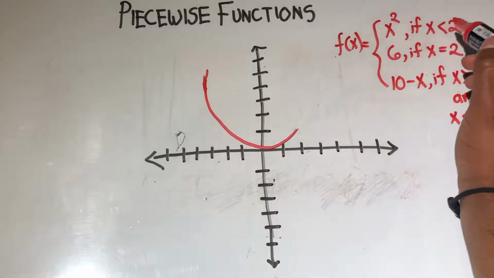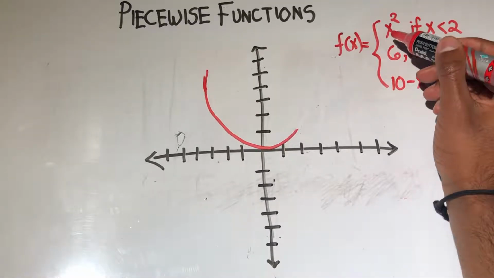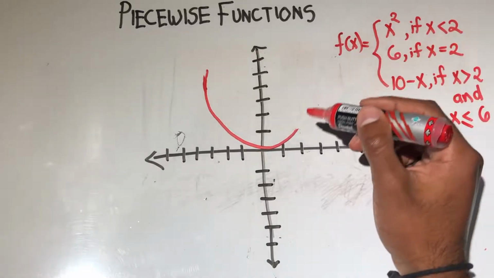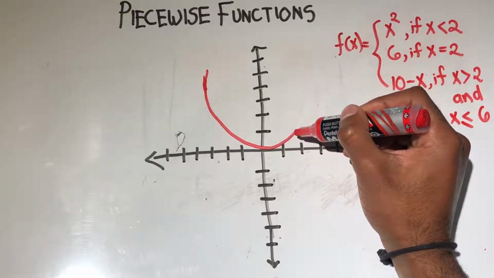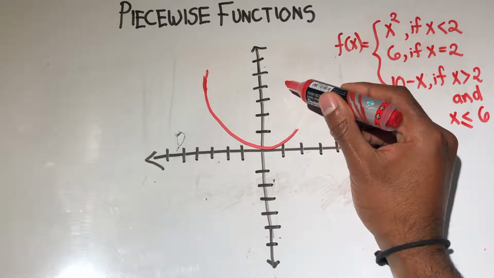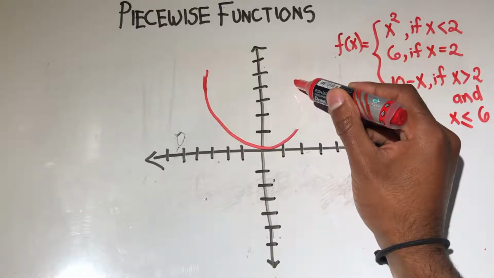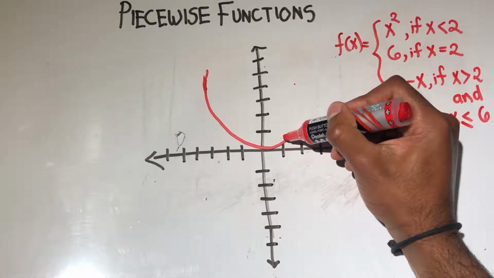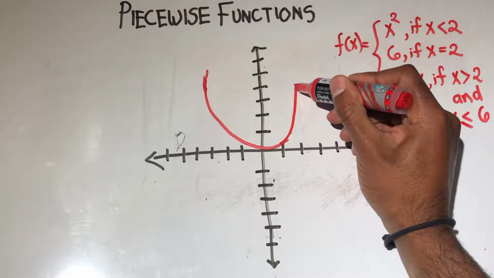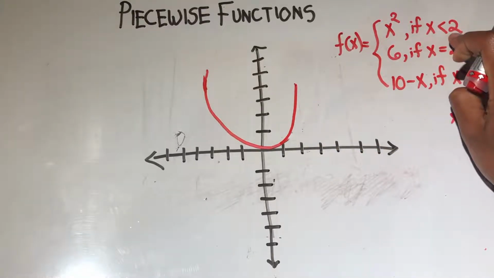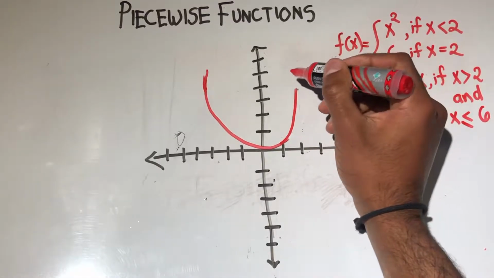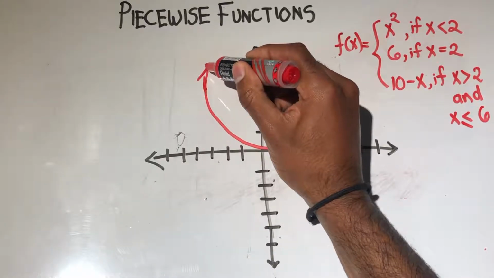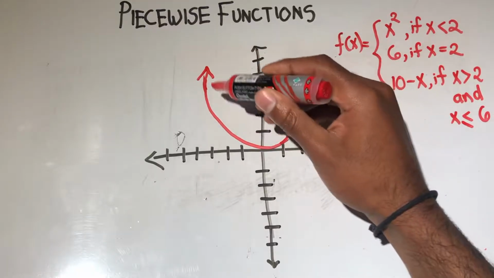So what we do is we can take 2, plug it into the equation. We're going to get 2 squared, which is just 4. So it's going to end at 1, 2, 3, and 4. So somewhere here. So we can fix this by doing this. And since 2 is not included, we're going to put an open circle right here. And don't forget, the function keeps going on this side.